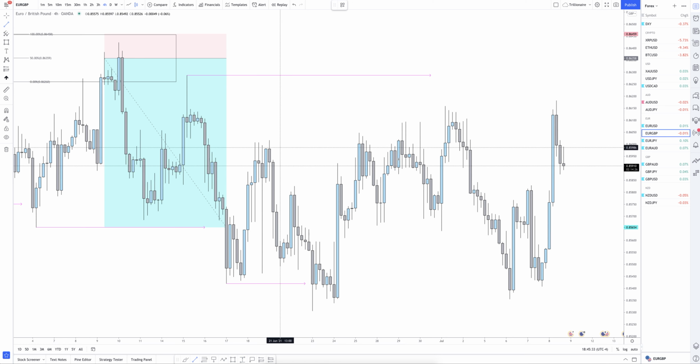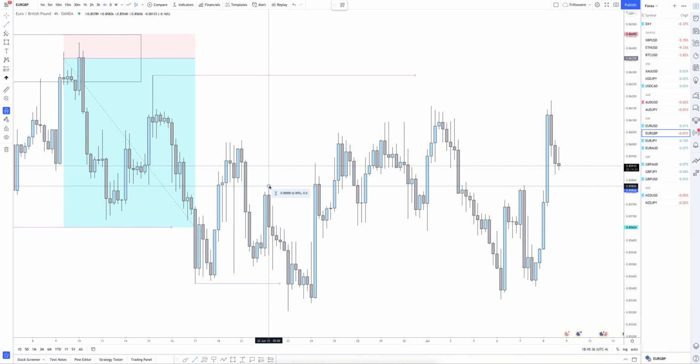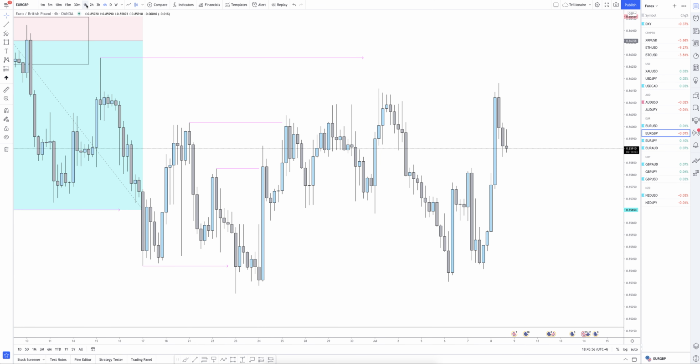EURGBP. Okay, we not only broke structure right here with this large impulse to the upside, but we also broke structure right here. All right, so because we broke structure in those two areas, I was looking for price to come back, fill this imbalance right here, and then continue to push to the upside, and that's exactly what we see took place.